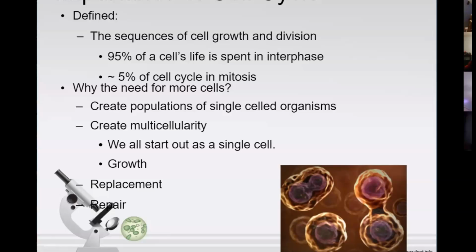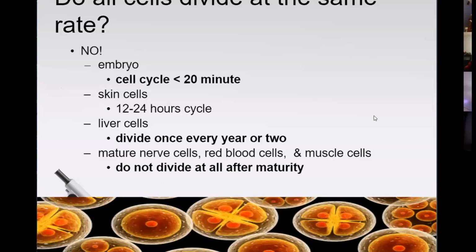And repair. So I'm sure all of you have had cuts of some sort, and then we need to repair that cut, or a broken bone, or a sprained ankle, something like that. All of those injured cells would need to be replaced. Because when you break a bone, the cells that are in that break part actually die. So you need to create new cells.